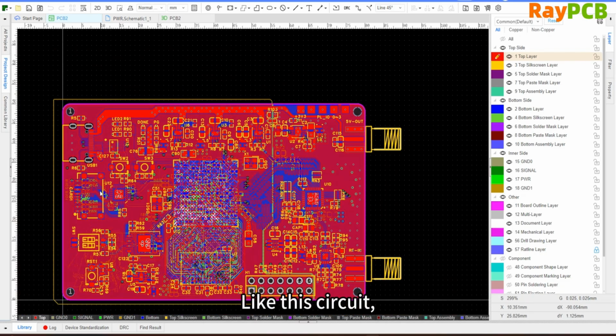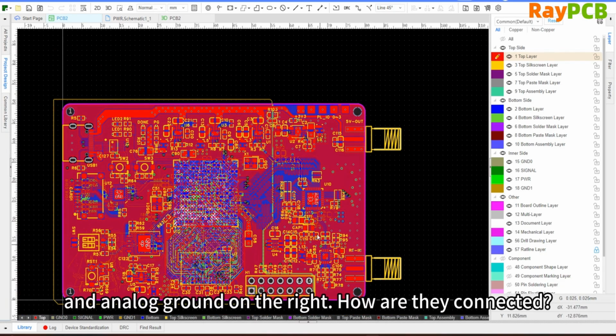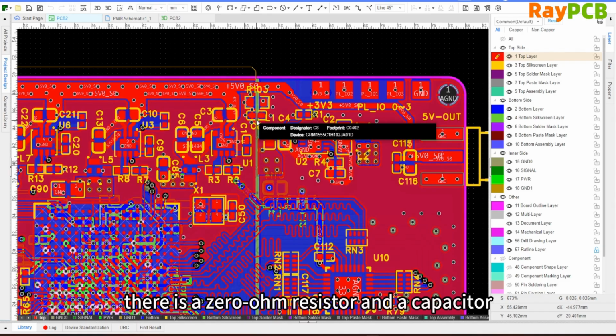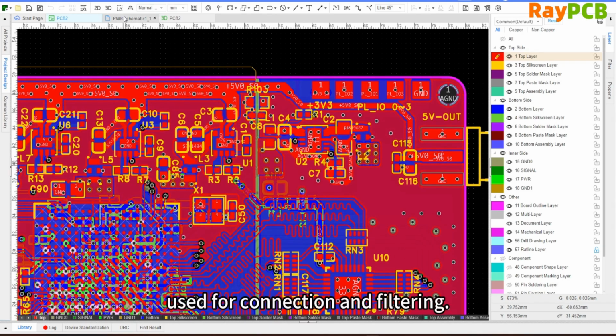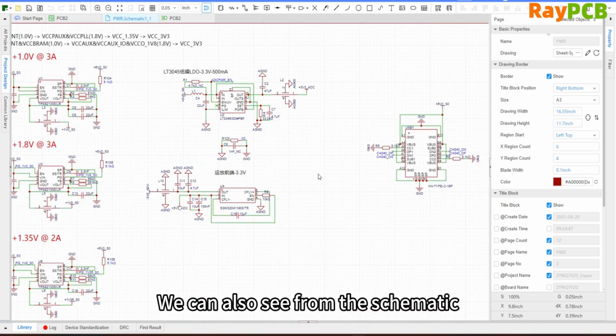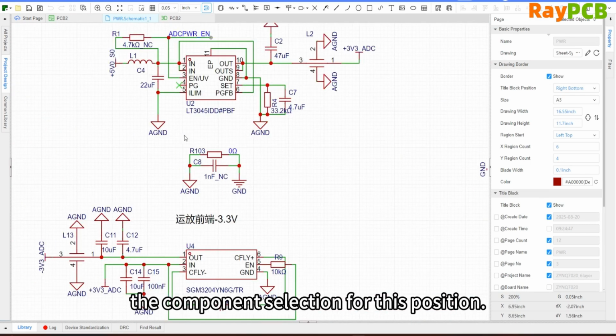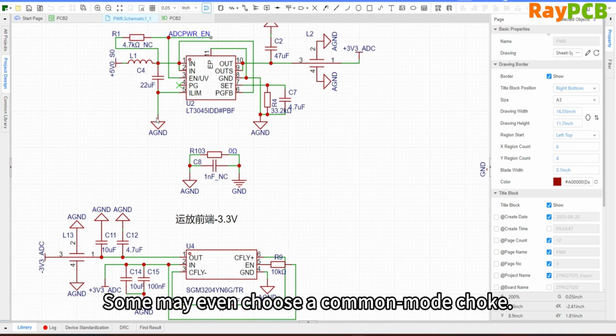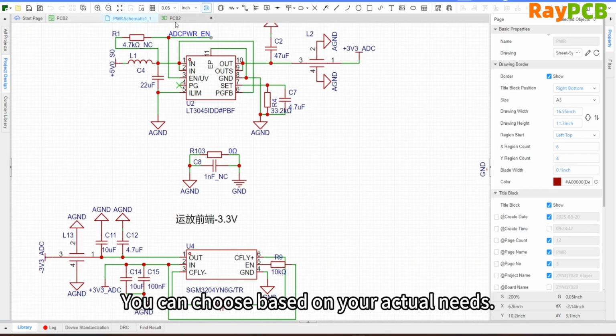Take this circuit as an example. On the left is the digital ground and on the right is the analog ground. How do we connect them? Let's take a look. Actually, it's right at this spot. There is a 0 ohm resistor and a capacitor here. Sometimes a ferrite bead can also be used. As you can see in the schematic, at this position you can choose a 0 ohm resistor, a ferrite bead, or even a common mode inductor depending on your actual needs.